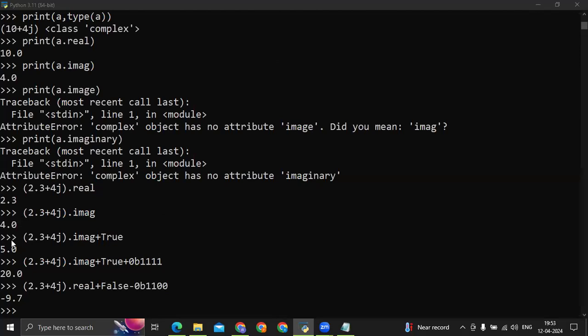Clear to everyone? Any questions till now? Yes. 2.3 minus 12 is 9.7. Exactly. Maya, you are only taking 2. See, this has its own value, 2.3. 4.0 is the value of imag. That is why I've written real here, because I wanted to know. This is minus 9.7.